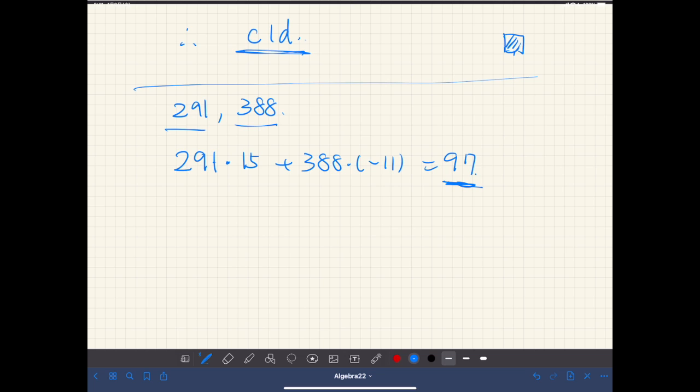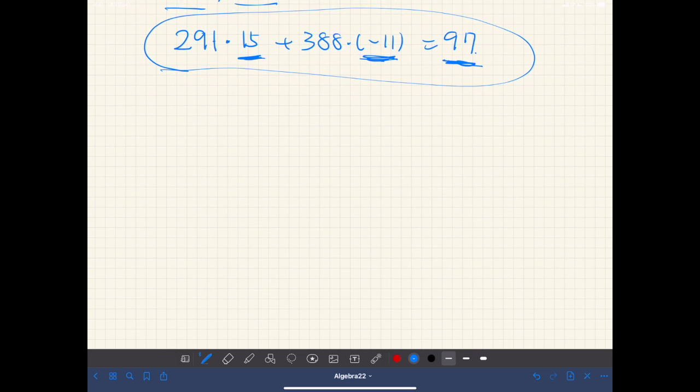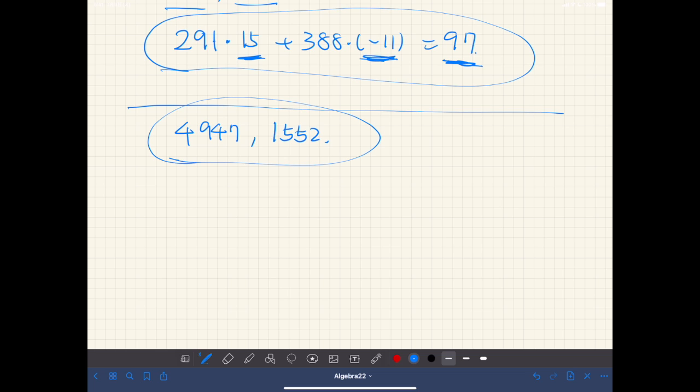One question you should ask is, how do you find these two numbers, 15 and negative 11, to find this equation? That will be a central subject in the following discussion. Next, consider the problem of finding the greatest common divisor of these two numbers, 4,947 and 1,552. So how do we find the greatest common divisor of these two numbers?